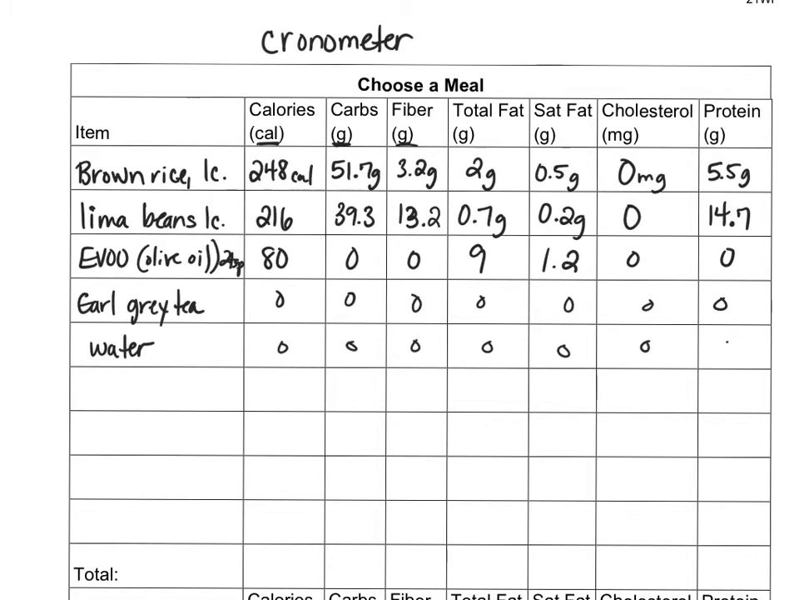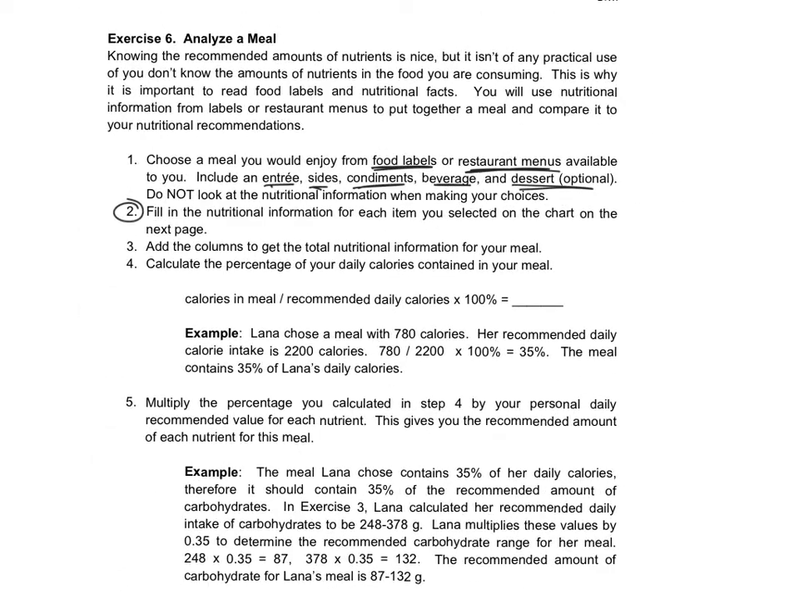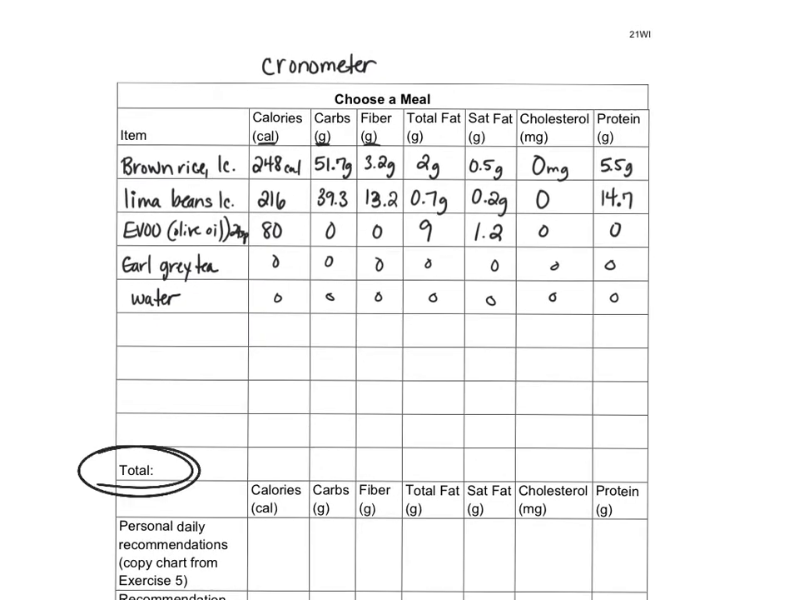I did put them into the Chronometer just to see if anything would come up. Plus with the Chronometer, it's kind of neat because you can see the minerals and vitamins and things. But at any rate, that doesn't count for what we're doing here. Next step, and if you look up here, step 3 is add the columns to get the total nutrition information for your meal. So you're going to add up each of these columns. I'm just adding all the way down. And then I get my calories for my meal, my carbohydrates, grams of fiber, fat grams, saturated fat grams, cholesterol, and protein.